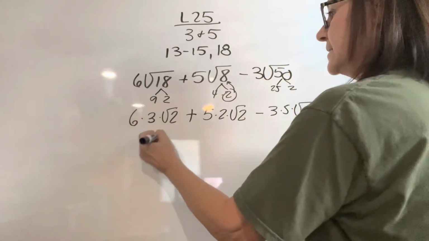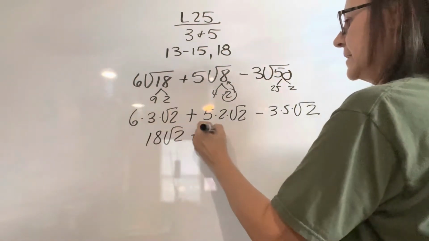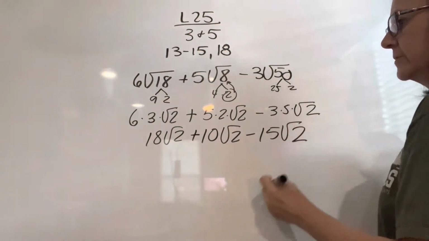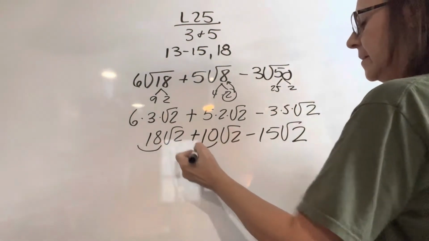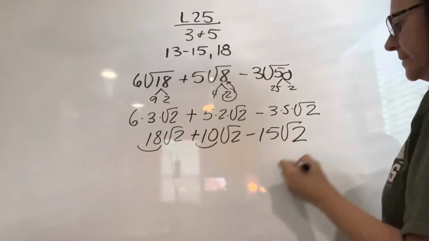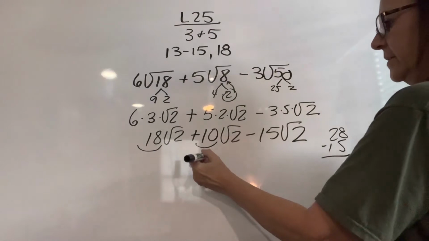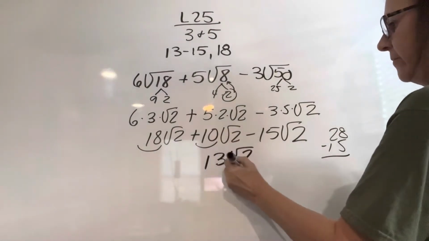All right, so we have 18 square root 2 plus 10 square root 2 minus 15 square root 2. So we have 18 plus 10, that's 28. 28 minus 15 is 13. So the answer is 13 square root 2.